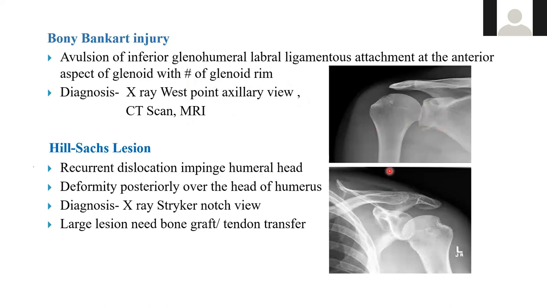And the Hill-Sachs lesion, as I said, is a compression fracture of the posterior superior humeral head due to recurrent shoulder dislocation. Impingement can cause a significant compression of the humeral head. So the deformity is posterior over the head. For diagnosis, there is another special view called the Stryker notch view, in which we can see the depth of the lesion, because large lesions might need a bone graft or tendon transfer procedures.